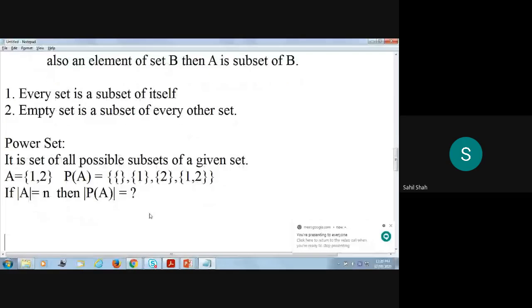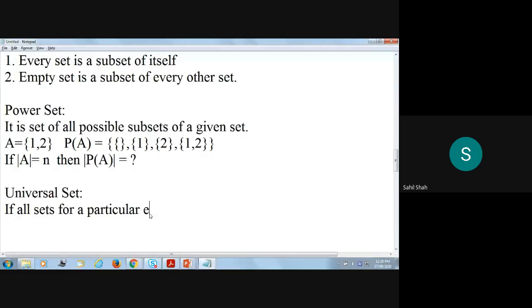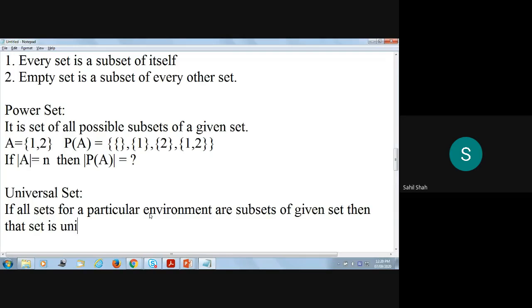Moving further, it is the universal set. What is my universal set? If all sets for a particular environment are subsets of a given set, then that set is the universal set. Universal set is some giant set wherein all the other sets under consideration are acting as subsets.